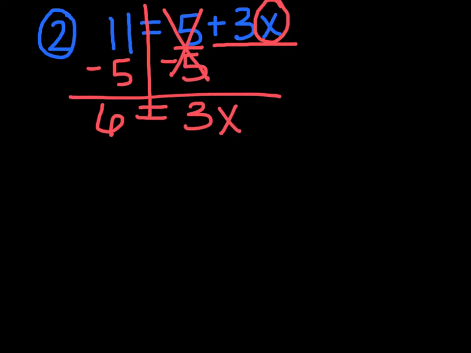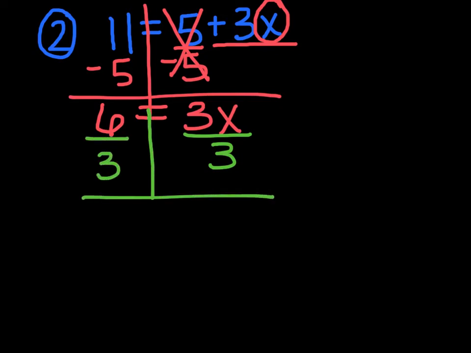To undo multiplying by 3, I do the opposite, which is dividing. And again, the rule: if you do something to one side, you have to do it to the other. So that cancels, and I'm left with x, because 3 divided by 3 is 1, and 1x is the same thing as x. And then 6 divided by 3 is 2.